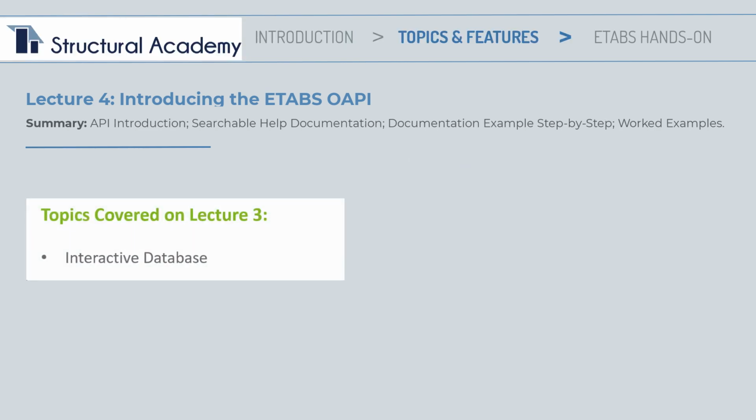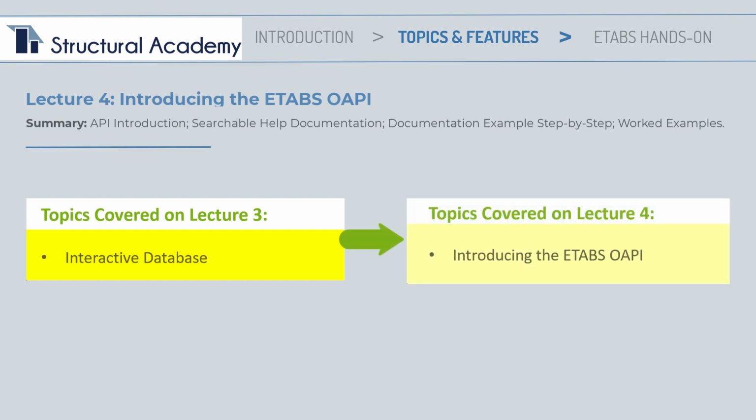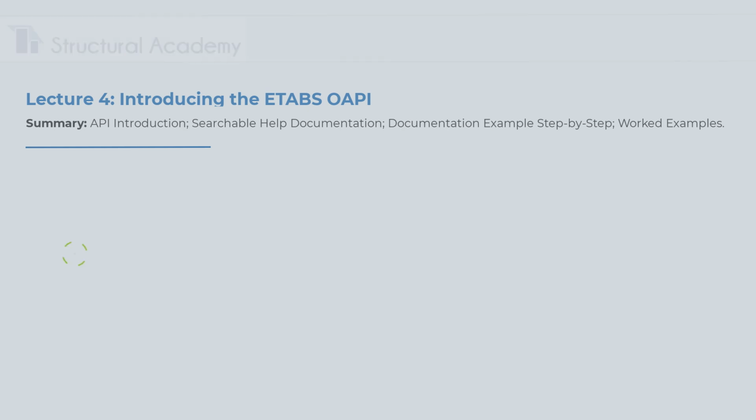On the previous lesson we had the opportunity to explore how to use the ETABS interactive database, in order to expedite repetitive tasks, and manipulate large quantities of data in an efficient and straightforward fashion. On this lecture, we will introduce you to the ETABS API, with step-by-step examples, that you can reproduce at your leisure, thus aiding you in fully understanding how to work with the API.